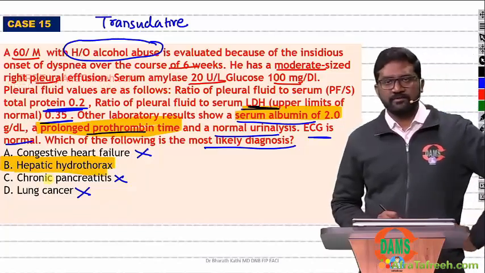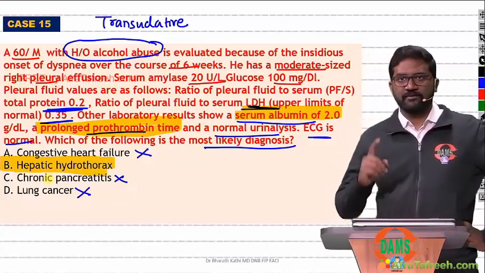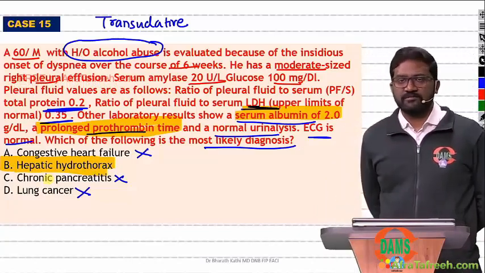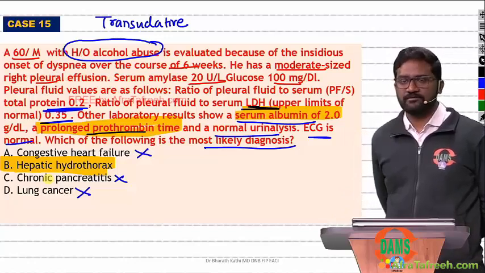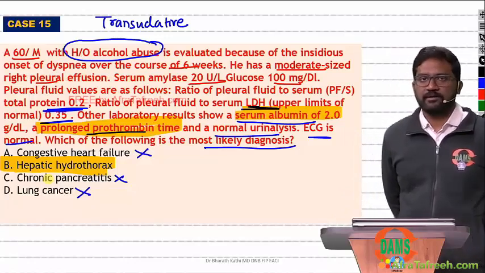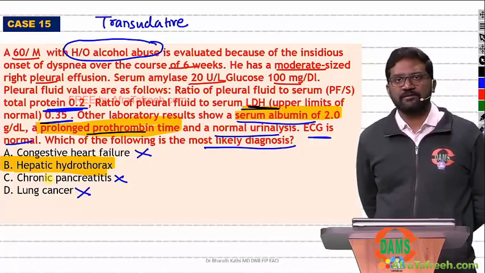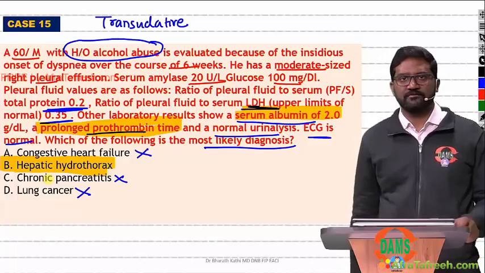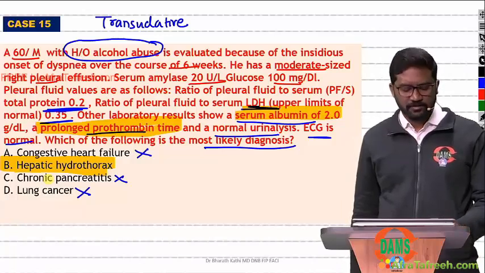So when they give you any question on pleural effusion, first by Light's criteria, know whether it is transudate or exudate. If it is transudate, generally look for systemic causes. Here I could get a systemic cause called liver disease, and there is transudative pleural effusion. This combination is called hepatic hydrothorax.